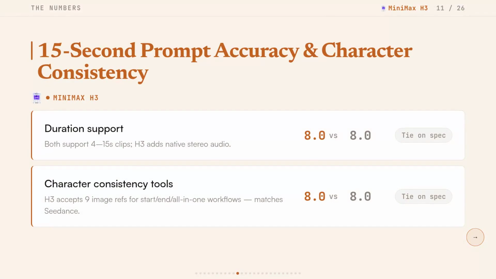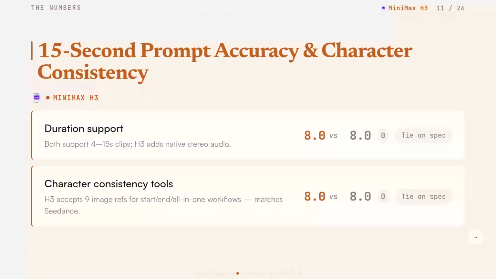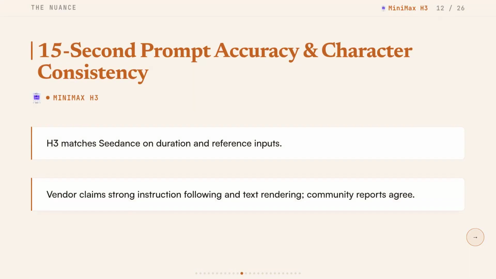Both models accept the same reference limits, 9 images, 3 video clips, 3 audio tracks, so the input flexibility is a wash. Where H3 pulls ahead on the scorecards is instruction following, 8.5 versus Seedance's 7.5, but I have to be straight with you. That delta comes from vendor claims and multi-source reviews, not an independent head-to-head benchmark with identical prompts. The gap here is real, but directional, not lab verified, and that matters because nobody has run the same prompt through both models at 2K and published the outputs side by side.